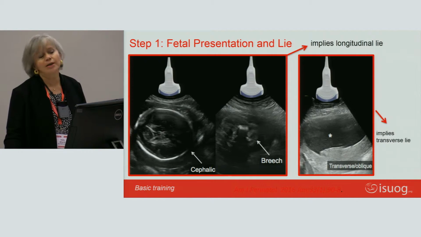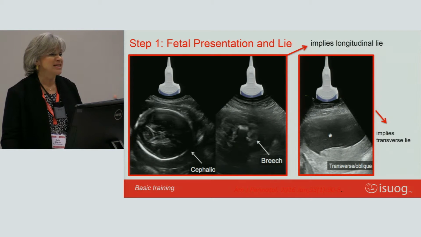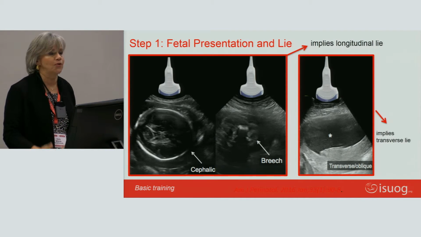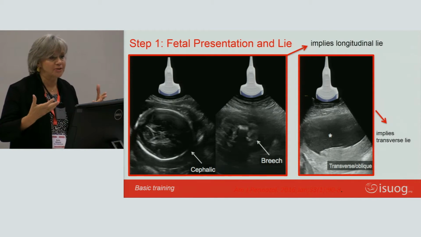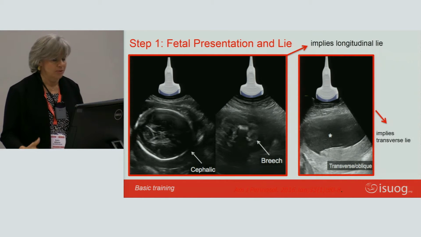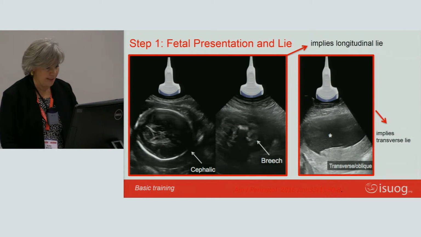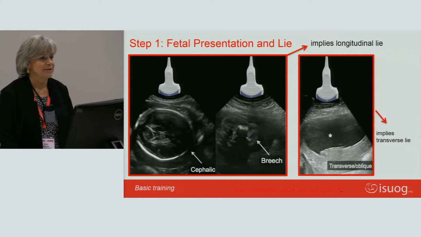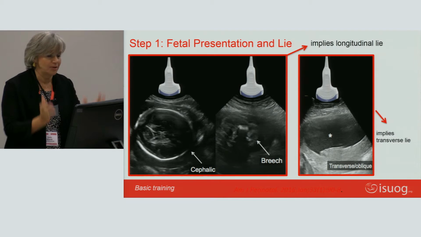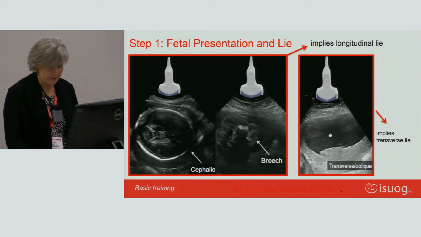And we know that very often a transverse lie or oblique lie is associated with a low-lying placenta, which is in actual fact in the way and therefore prevents the fetus from lying in either breech or vertex presentation. So always think of a placental position when you see that the inferior uterine segment is empty.